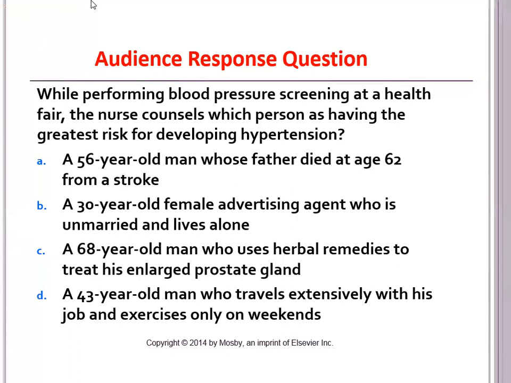Who wants to try this one? Go for it, Mary. D. What do you guys think? A. Why is it A? Good try. I thought because he would always eat out a lot. He traveled a lot and might eat.